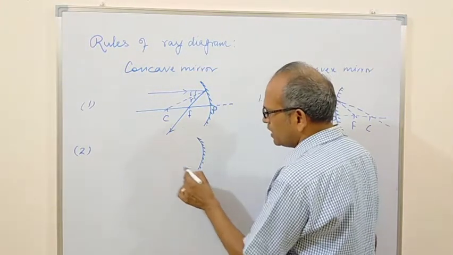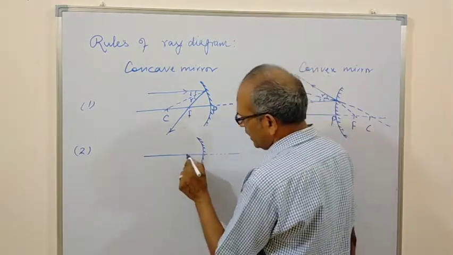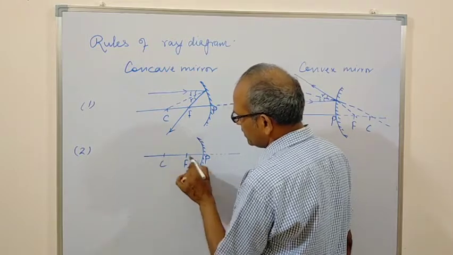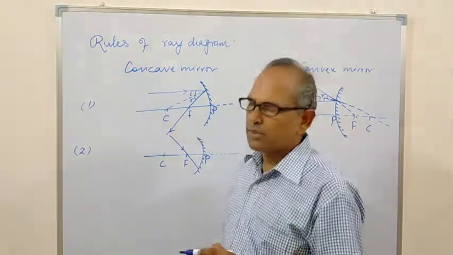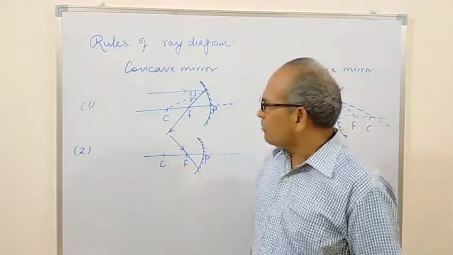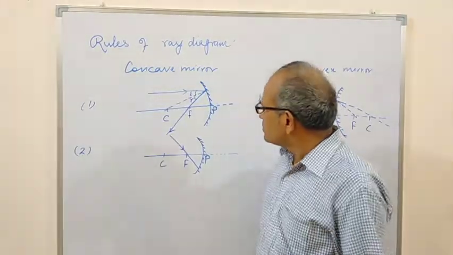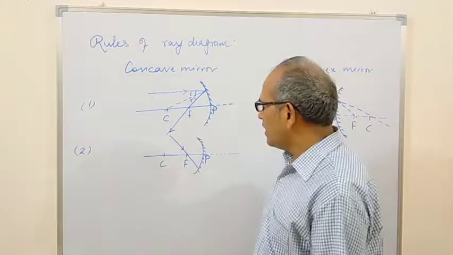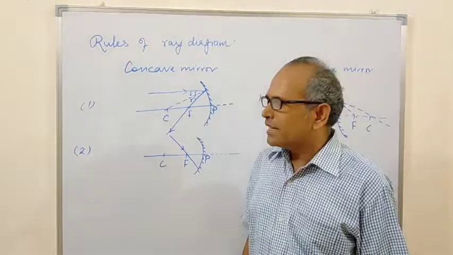If it passes through the focus, what will happen? Here, I take again the pole, the focus, and here the center of curvature. This line is passing through the focus. Light has a reversibility property. Reversibility is the path followed by the incident ray. If the position is interchanged, then the path of the reflected ray will be the path of the incident ray.